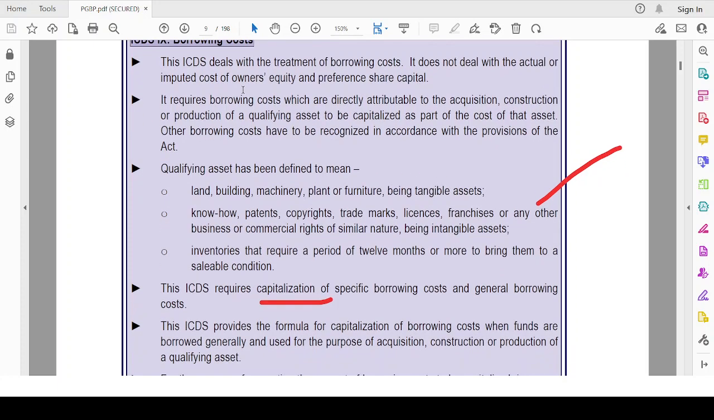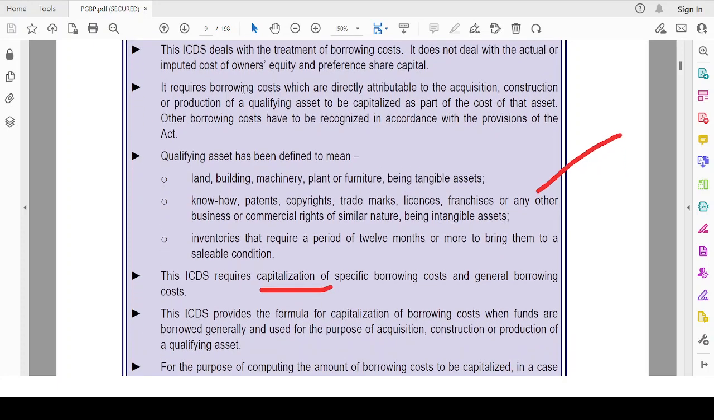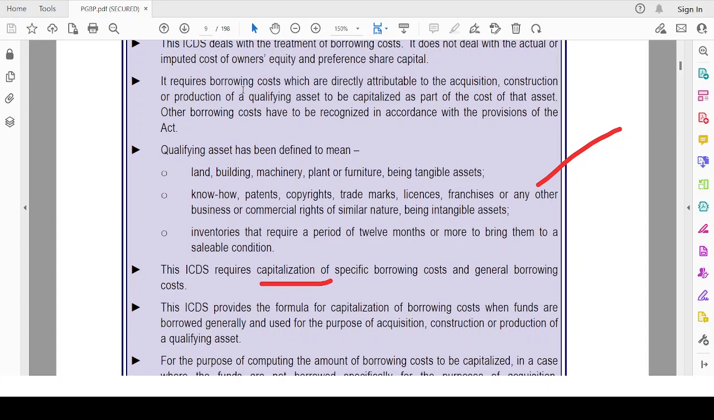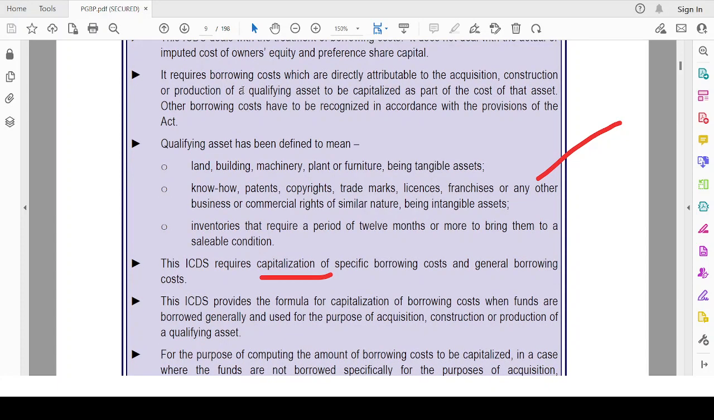It requires borrowing costs which are directly attributable to acquisition, construction, or production of a qualifying asset to be capitalized as part of the cost of that particular asset. Any other borrowing cost will be recognized as an expense in the income statement.